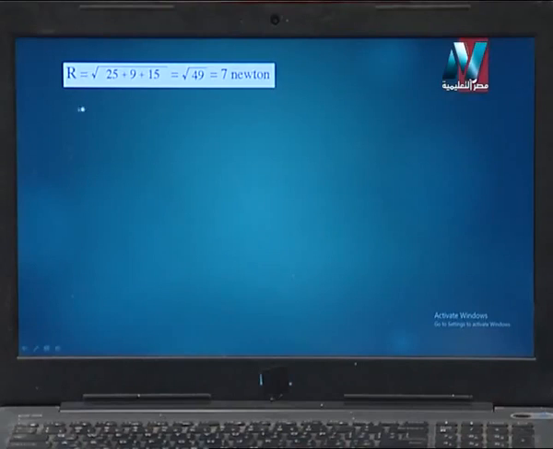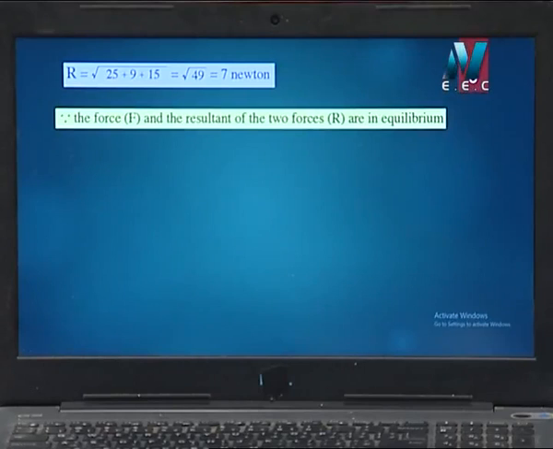Here R equals square root of 25 plus 9 plus 15 equals square root of 49 equals 7 Newton. So the resultant equals 7 Newton. Since the force F and the resultant of the two forces are in equilibrium, F equals 7 Newton also.